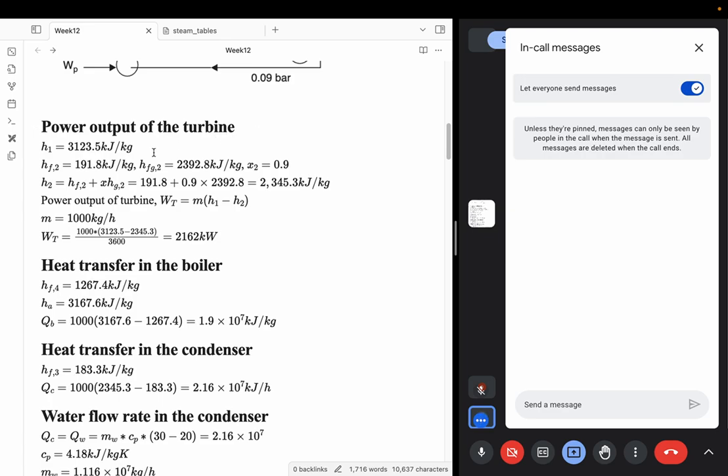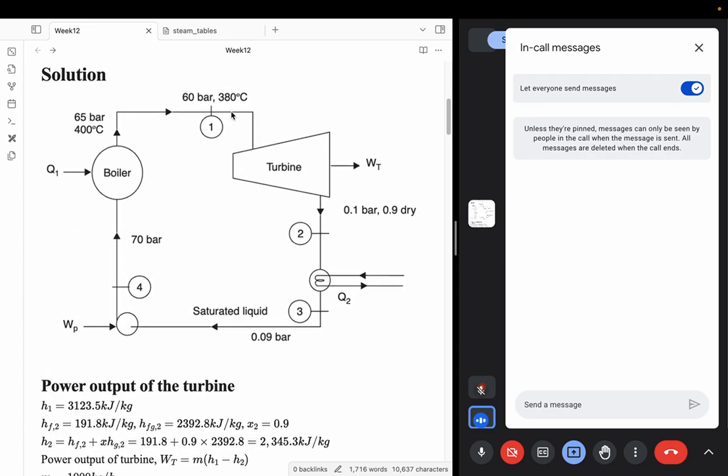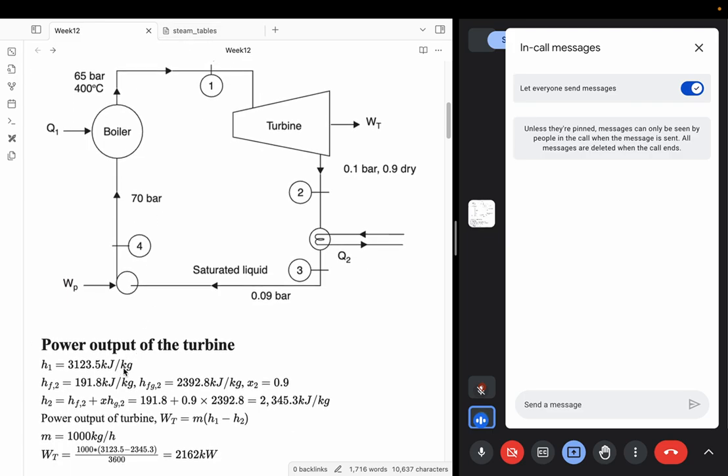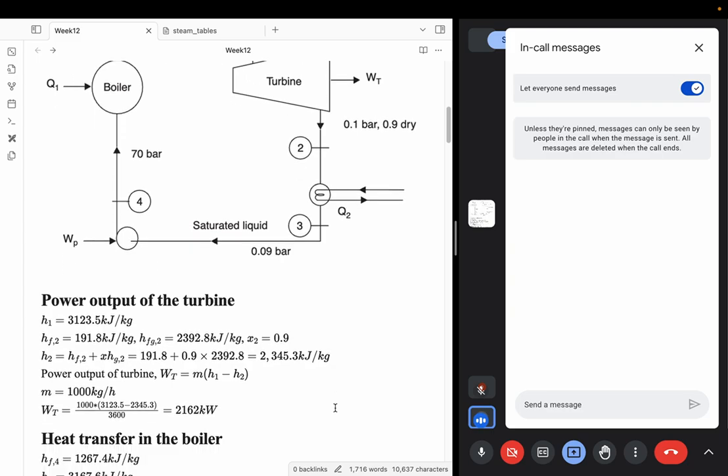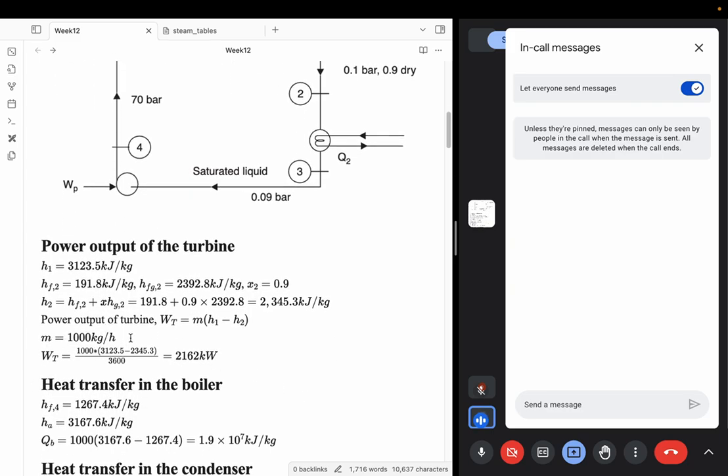Power output is straightforward. H1, you know the state, 60 bar 380 Celsius, so you can directly refer to the steam table to get the value of H1. And for H2, you know 0.1 bar and 0.9 dryness fraction. So Hf, Hg, you can calculate Hfg from there, with X2. So H is basically Hf plus X times Hfg, so that will give you the value of H2. Once you know H1 and H2, and assume a mass flow rate of 1000 kg per hour, that should directly give you the power of your turbine.